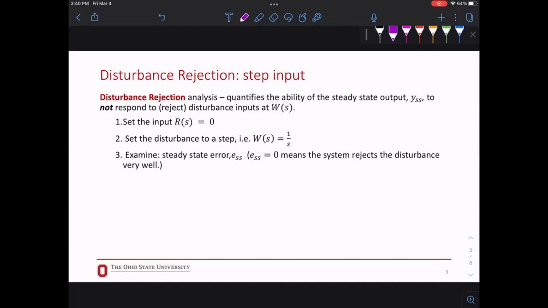Sensor, right? So we call it measurement noise. That comes into play when you have a sensor, because we don't have a 100% ideal sensor. If we had, we would just put unity feedback. But in reality, we're going to have a transfer function for them, right? So how do we analyze a system if we have those noises?